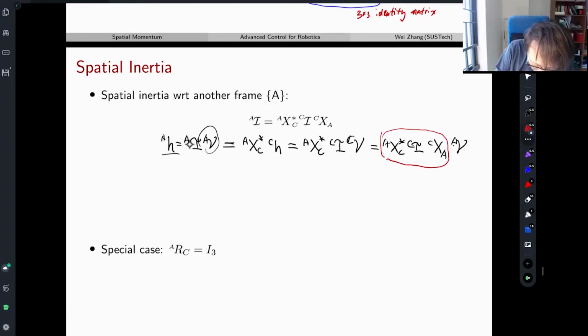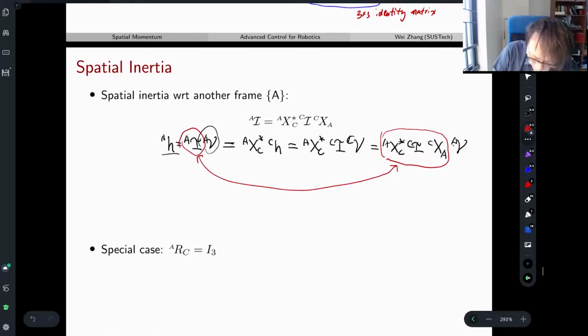Overall, you have this equality, all the equality holds, right? So overall, you have IA times VA equal to this guy times VA. So overall, these two guys are the same, okay? So that's why you have this formula.